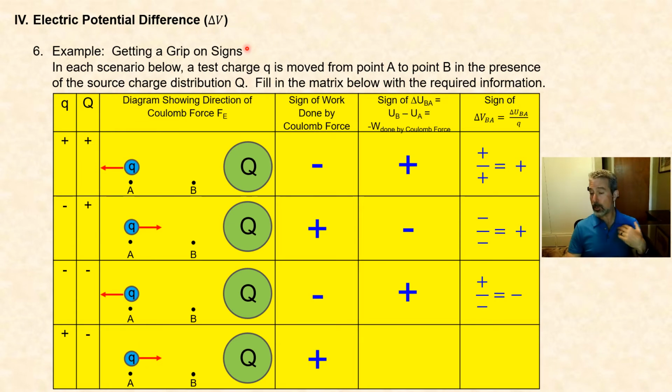Okay, the electric potential energy difference will be negative. It's the opposite of the work done by the Coulomb force. And here, the electric potential difference, not to be confused with potential energy difference, but the electric potential difference, okay, is going to be a negative divided by a positive, or a negative. So these are the values, okay, of the signs that we get for each of these quantities. And in the next slide, we will try to form some conclusions about this.